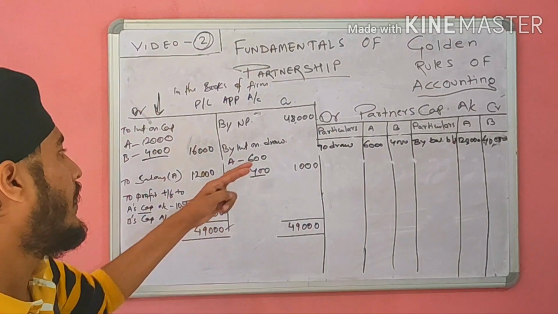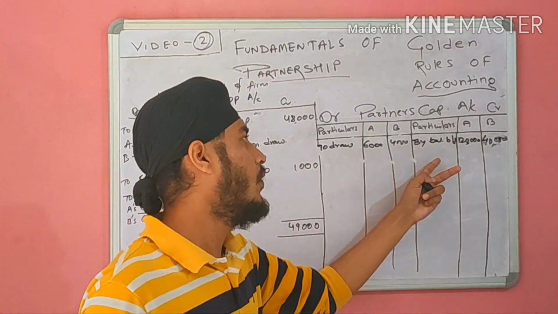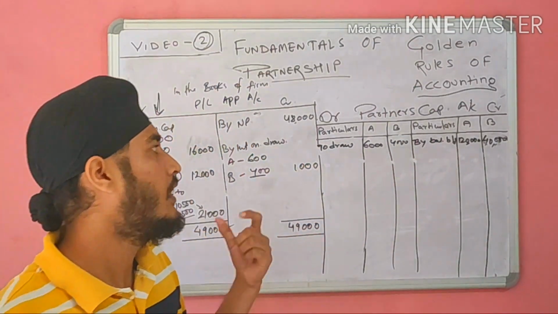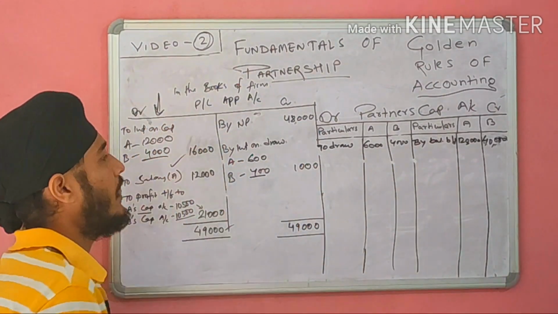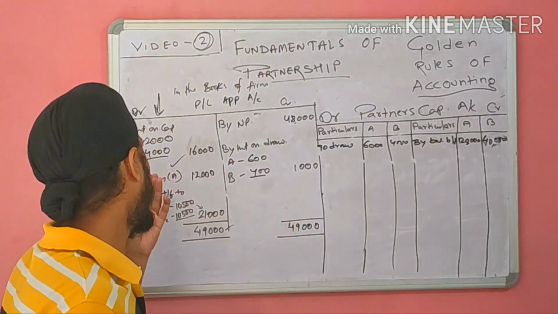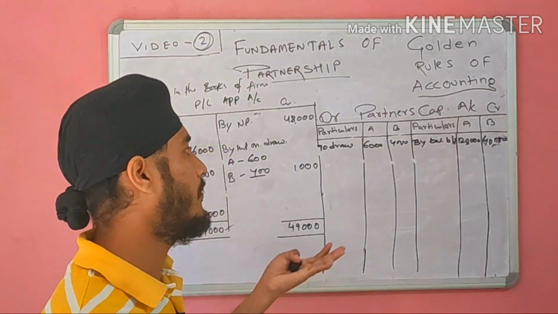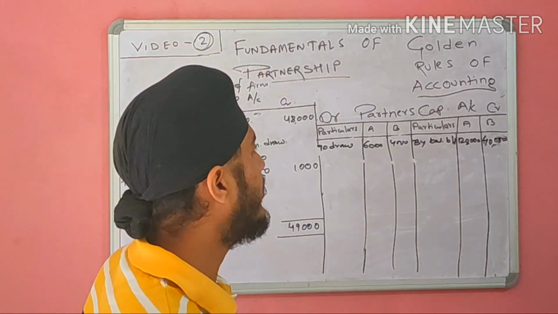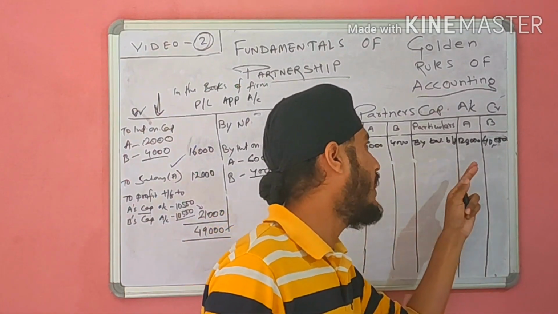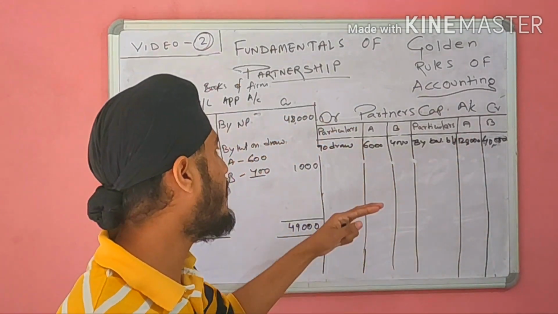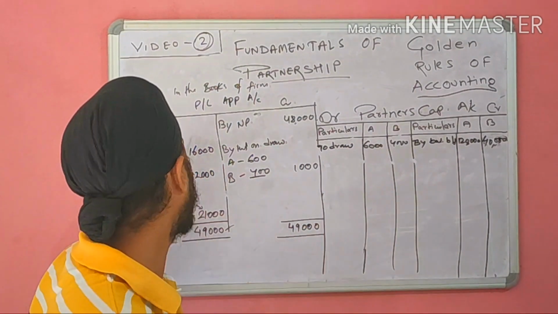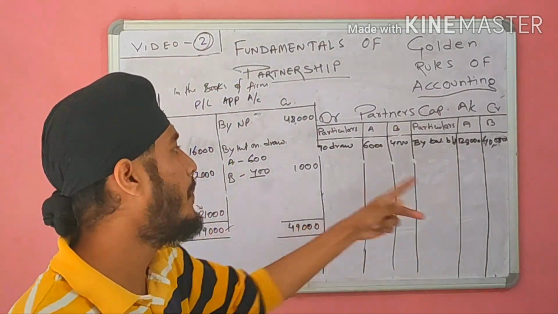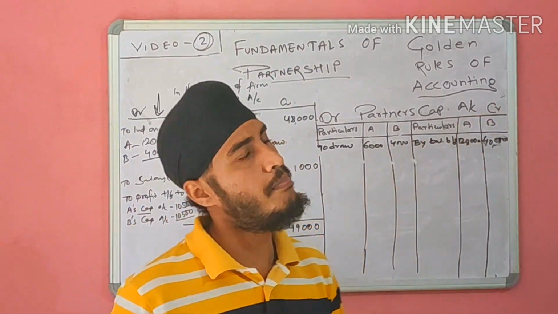Okay, now we'll record the items which increase the capital. What are the items by which the capital increases? First one is interest on capital. In simple language, the partner's benefit will come on the credit side and the partner's loss will come on the debit side. So salary is a benefit, interest on capital is a benefit, profit is a benefit. So it will come on the credit side of the partners' capital accounts.